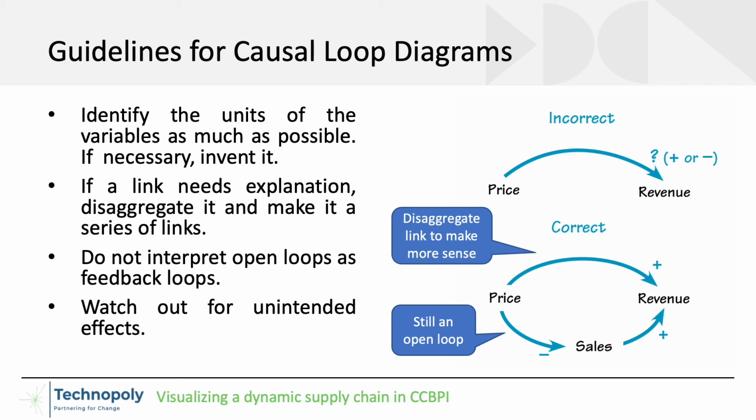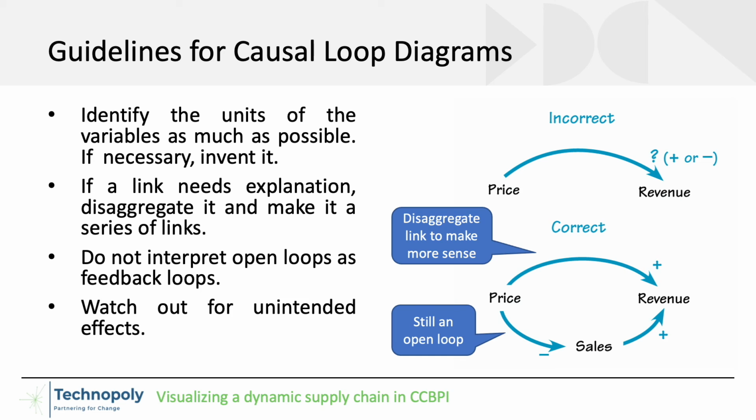When building your causal loop diagram, try to identify the unit of your variables. Think of it as an exercise to train your mind to provide the measure of your variable. If necessary, invent one, like degree or level or some sort of a rank, or whatever it is that you can imagine to be a quantity. If a link needs explanation, consider disaggregating it. Make it a series of links.